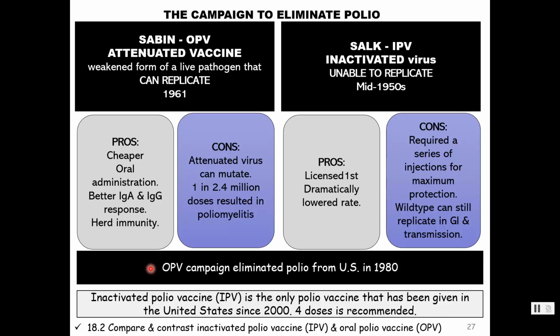Since it has pretty much been eradicated in the United States, this worry of someone getting the IPV, which is safer, there's no reversion because it is an inactivated virus, we have switched to only giving the IPV. And so that's what's given, it's injected, 4 doses are recommended.